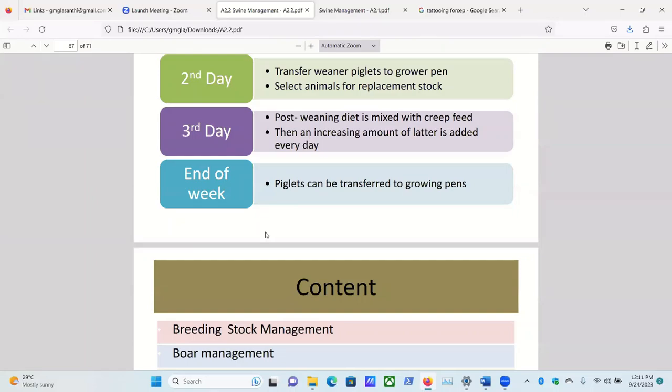Then the proportion of the post-weaning diet is increased as the proportion of creep feed is decreased.